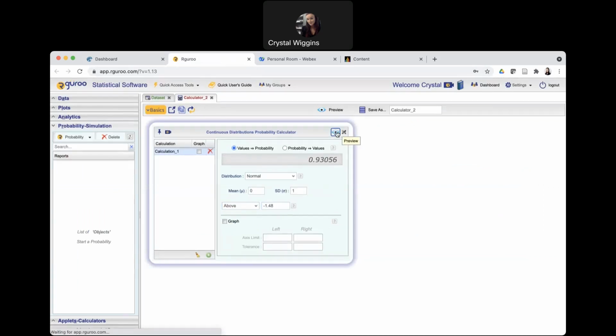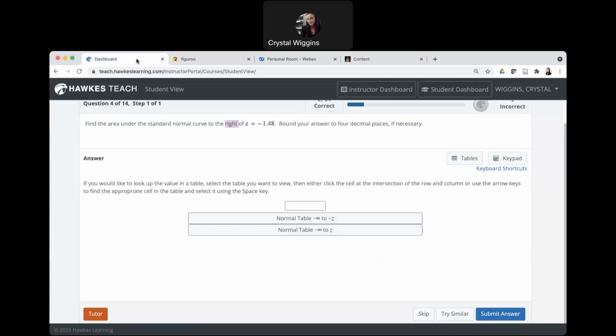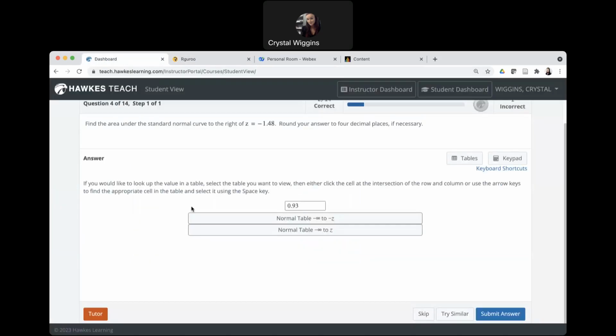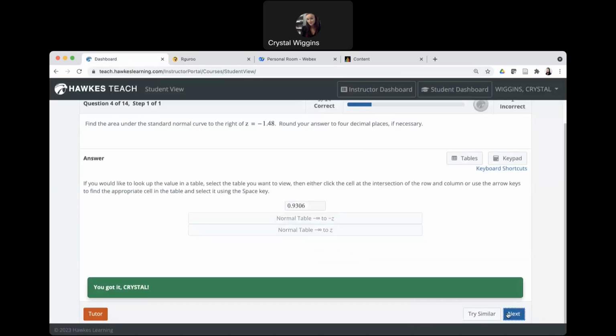And when I hit my eyeball, I see that there is 0.9306. We're going to round to four decimal places. That area lies to the right of a negative 1.48 z-score. Or if we translate that into percentages, about 93% of the curve's area is to the right of the z-score. Okay, so I would type in 0.9306 as my area to the right.